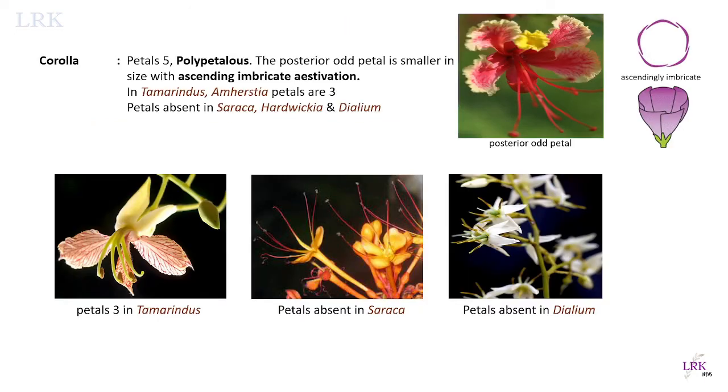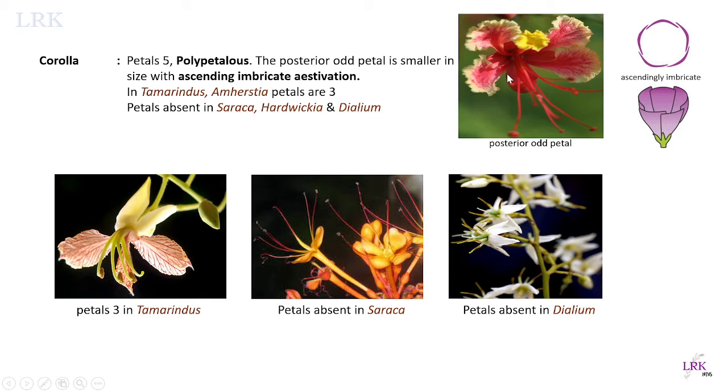And corolla, petals are also five in number, and a polypetalous condition. Polypetalous means all the petals are free, they are not fused. And you can see here, these are the five petals. The posterior odd petal is smaller than the other four petals. These petals are present in two pairs. This is one pair and this is one pair. This is the odd petal, and this is posterior in position. This is smaller in size when compared to all other petals.